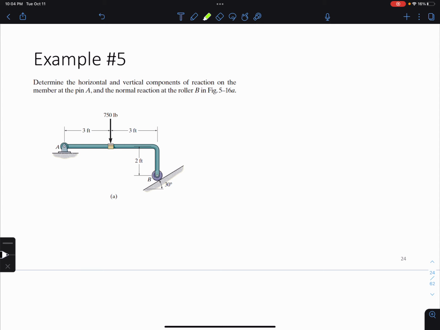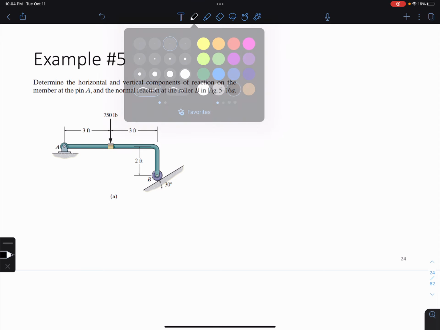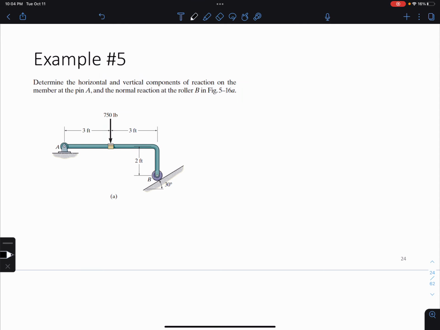All right, let's try another example here. We want to determine the horizontal and vertical components of the reaction on the member at the pin A and the normal reaction of the roller at B. Okay, so of course, our first step is the FBD. I'm actually just going to draw it directly on here.